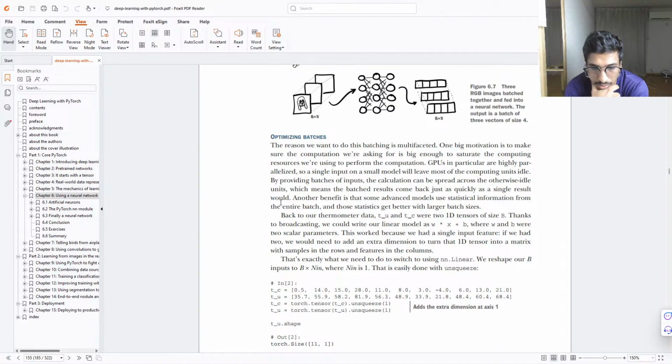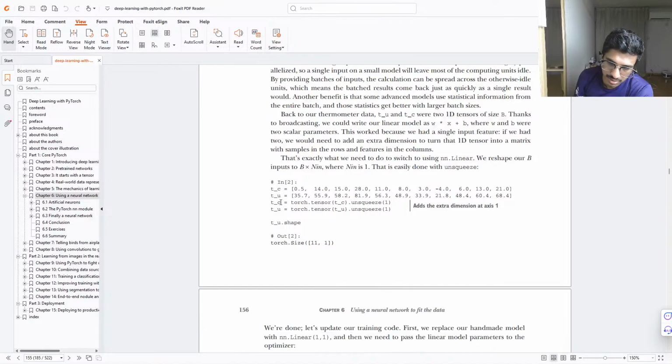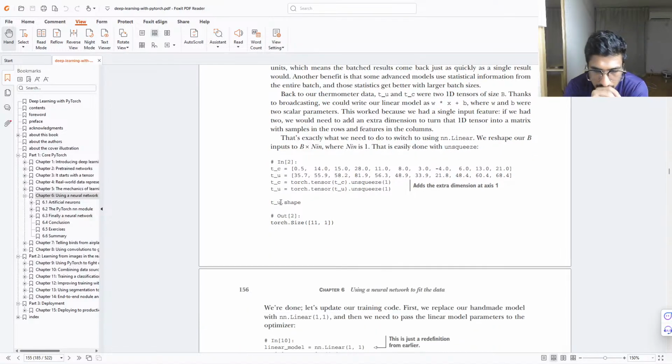We reshape our B inputs to B times Nin, where Nin is 1. So the number of input features is equal to one. This is easily done with unsqueeze. What unsqueeze does is add a dimension. So torch.unsqueeze with 1 adds one extra dimension at axis 1.